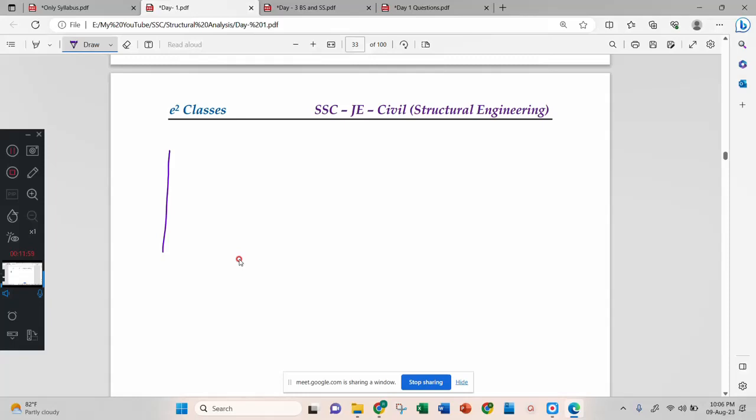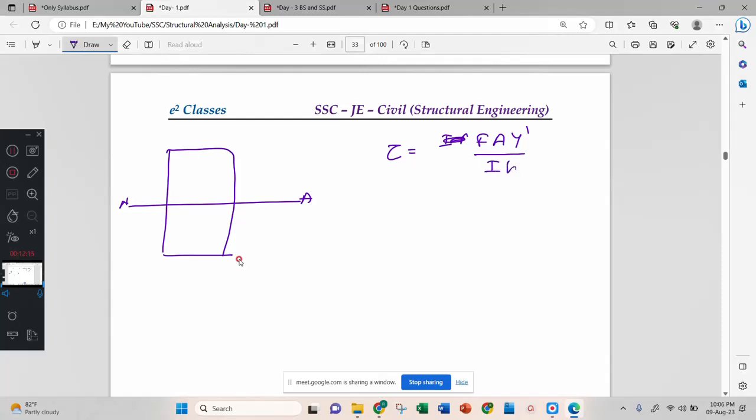See here, this is your rectangle, this is a neutral axis. Shear stress is equal to F A y dash divided by I B.